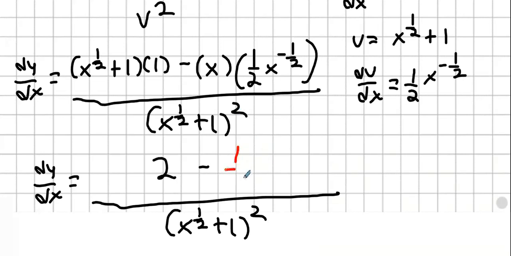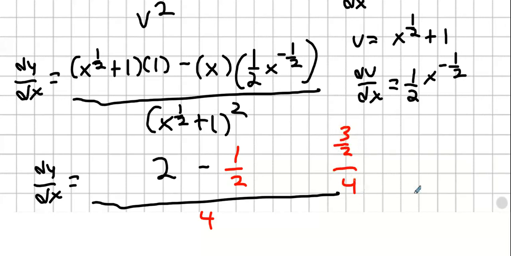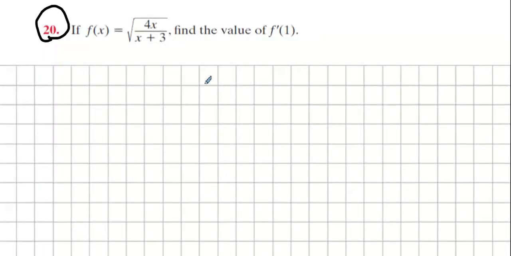Looking nicer now, isn't it? What's 1 to the power of a half? 1. What's 1 plus 1? What's 2 squared? There you go. And then it's 3 over 2 divided by 4, which is 3/8. Something that looked relatively impossible. Question 20. Now, here's what I'm thinking.